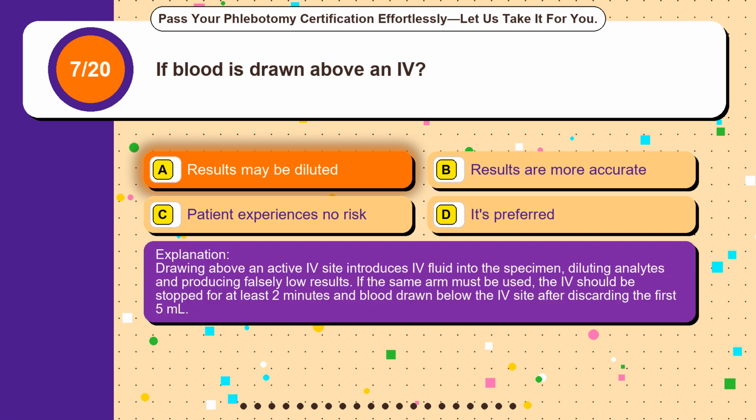Drawing above an active IV site introduces IV fluid into the specimen, diluting analytes and producing falsely low results. If the same arm must be used, the IV should be stopped for at least 2 minutes and blood drawn below the IV site after discarding the first 5 ml.